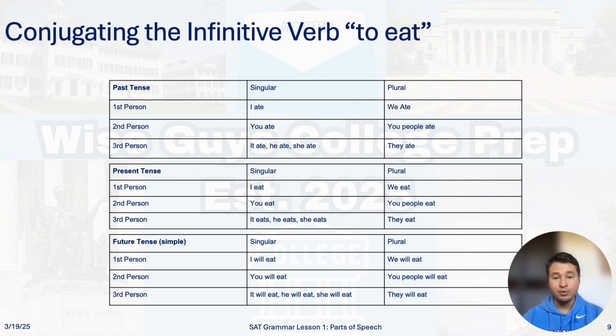Now future tense simple. We're going to have first person singular, I will eat. First person plural, we will eat. Second person singular, you will eat. Second person plural, you people will eat. Third person singular, it will eat, she will eat, and he will eat, okay? Third person plural, they will eat, okay?